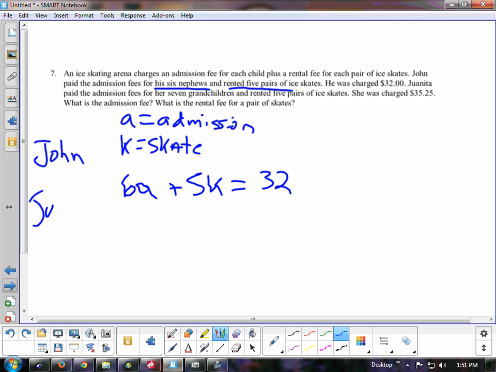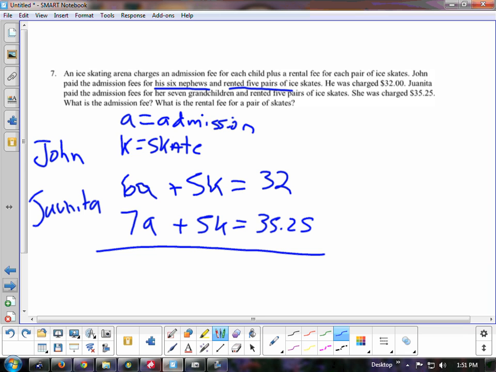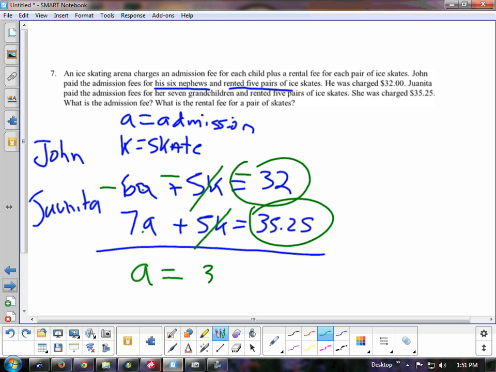And then Juanita, I think that was his name, right? Juanita's fee was for 7 grandchildren. 7 people got in, and they rented 5 pairs of skates also, and that was $35.25. Now, the numbers aren't going to be the same on the test tomorrow, just to tell you. So I'm going to multiply this row by a negative. Then I can combine to get the 5s to cancel out, and I got negative 6a plus 7a is a, and negative 32 plus 35.25 is $3.25.